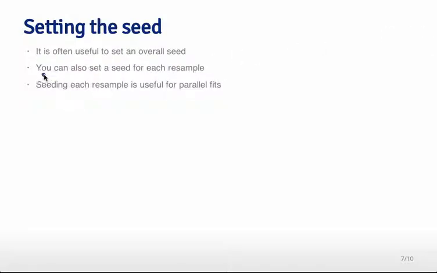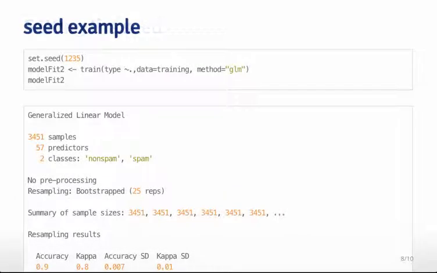If you're doing parallel computation, you can also set the seed for each resample. You can do that with the seed argument to the train control function. Seeding each resample is particularly useful for parallel fits, but is often not necessary when you're doing all your processing in a way that isn't parallel.